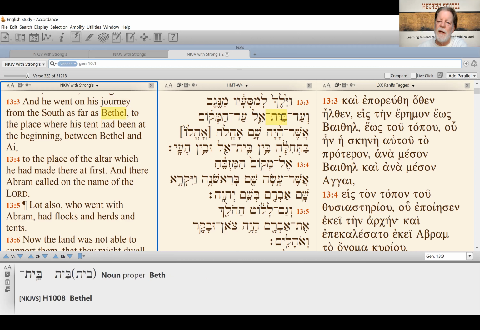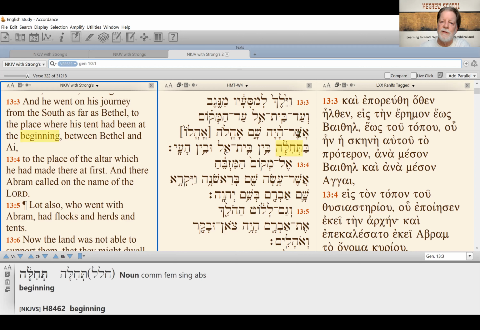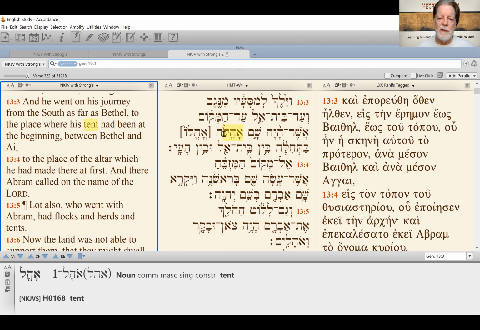Beit El is the name of the city, the first place he settled down in the promised land, and now he's returned to it. Ad, until Hamakom, the place, Asher, where, Hayah, it was, Sham, there, Ahalo. Now, I said I'd talk about these two words. In the Hebrew Bible, there are a variety of different conventions for how to express that.